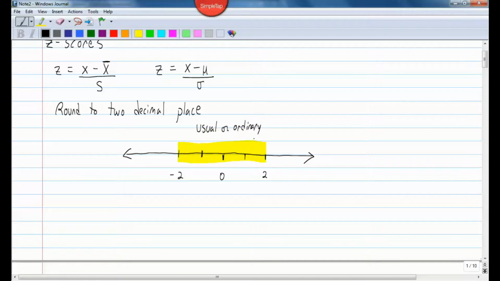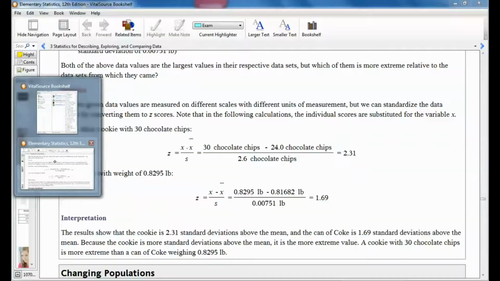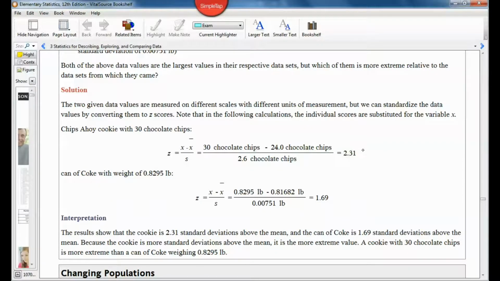If your z-score is greater than 2, so any number greater than 2, or any number less than -2, then that's said to be an unusual value. So if the question had been, is it usual or unusual to find 30 chips in a Chips Ahoy cookie? Look back at the z-score. It's unusual because the z-score is larger than 2.00.